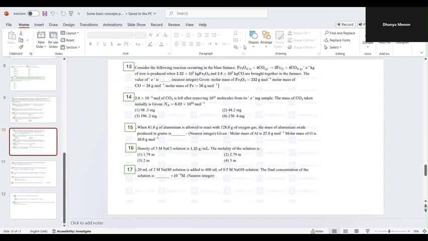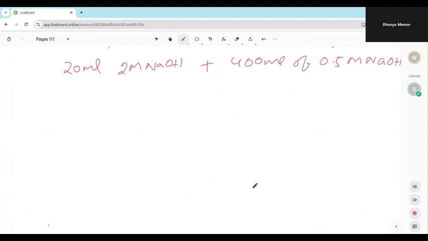Final concentration. Concentration means molarity. The final molarity they are asking, so this is the molarity of mixtures. We have already done it, we know the formula for the molarity of mixtures, right? In this question it is molarity because they have given you information about the molarity. So molarity of mixtures is equal to M1V1 plus M2V2 over V1 plus V2.